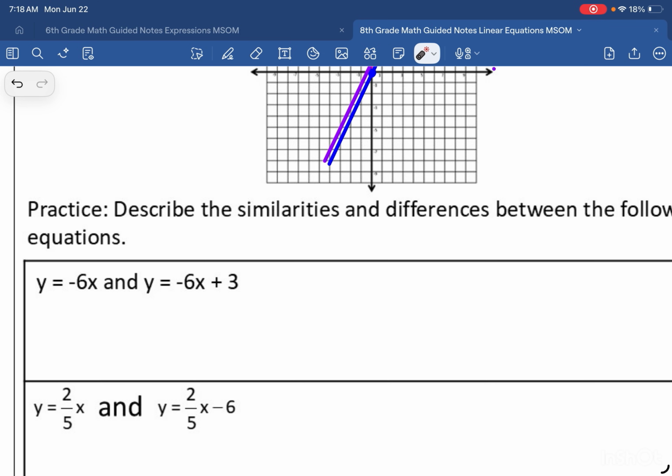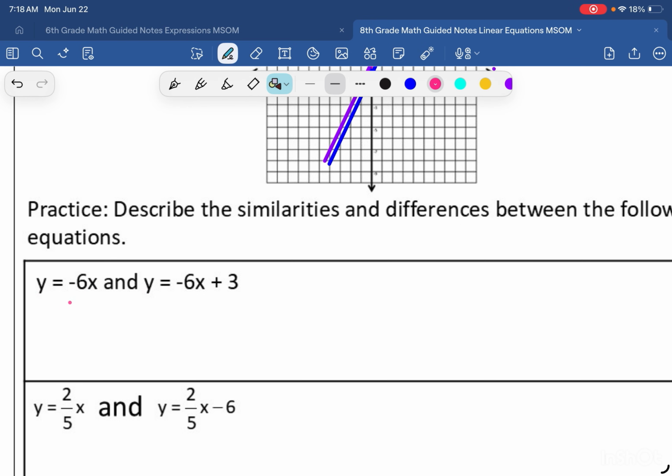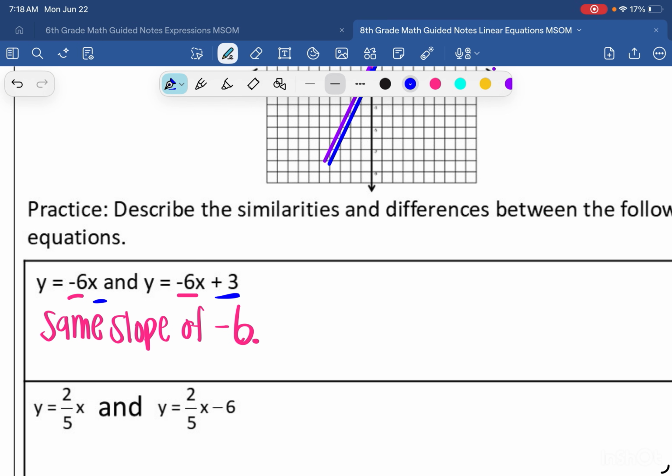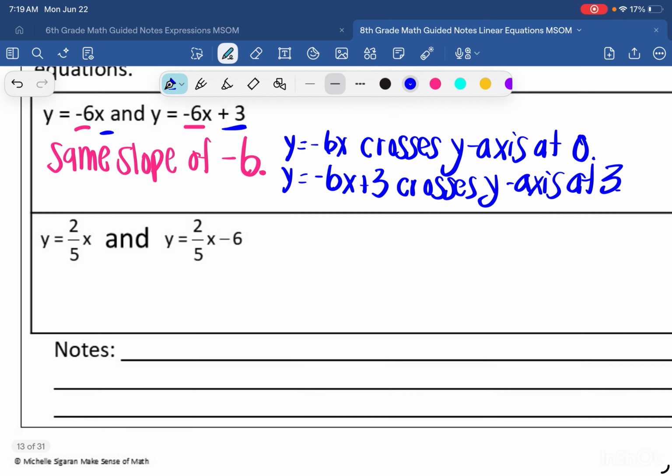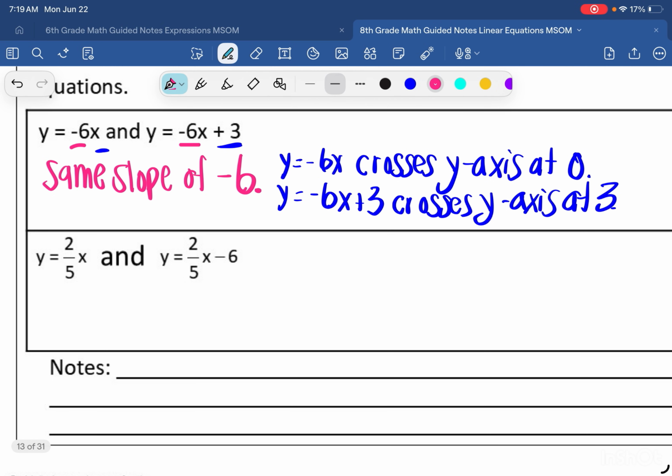It asked me to describe the similarities and differences between the following equations. So y equals negative 6x and y equals negative 6x plus 3. These have the same slope of negative 6. What's different is where they cross the y-axis. This is going to cross at 0, and this one will cross at plus 3. Now let's look at these equations. Again, they have the same slope of 2/5. The difference between these equations is where they cross the y-axis. This one will cross at 0, and this one will cross at negative 6.